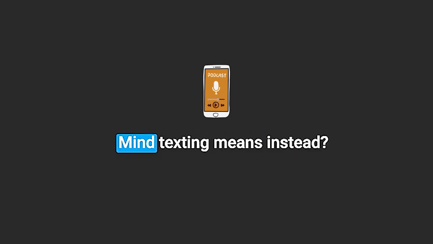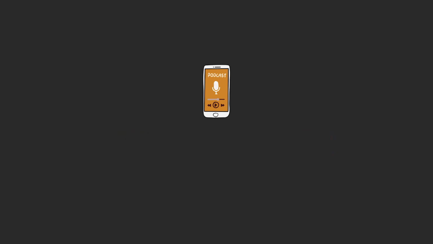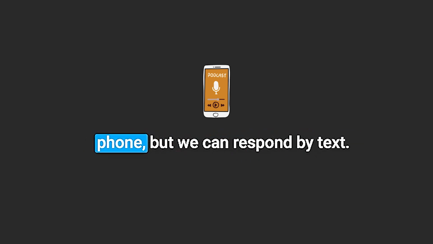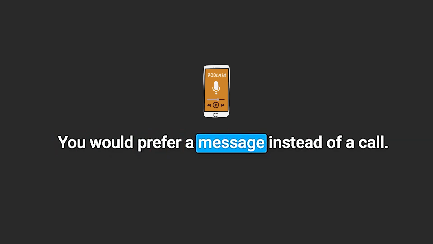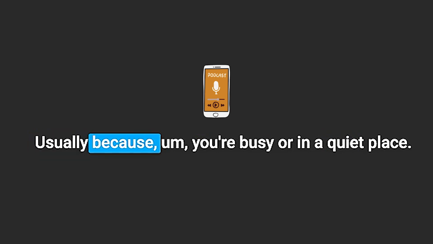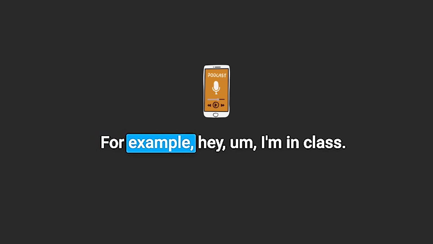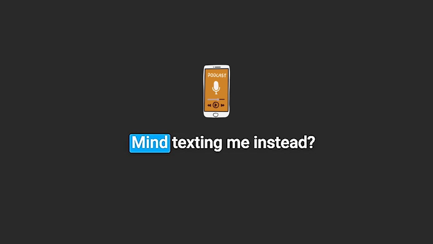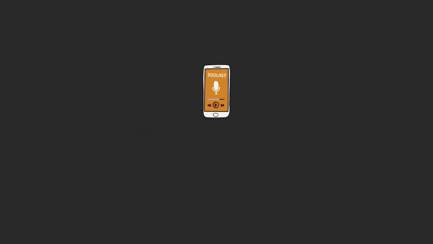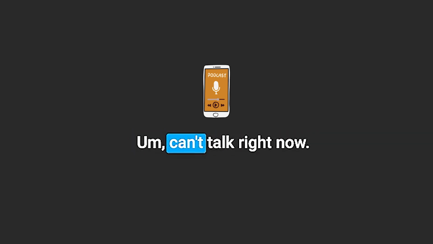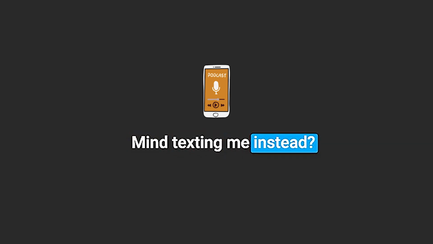Here is the next one. Mind texting me instead? We use this when we can't talk on the phone, but we can respond by text. You would prefer a message instead of a call, usually because you're busy or in a quiet place. For example, hey, I'm in class. Mind texting me instead? Or, sorry, can't talk right now. Mind texting me instead?